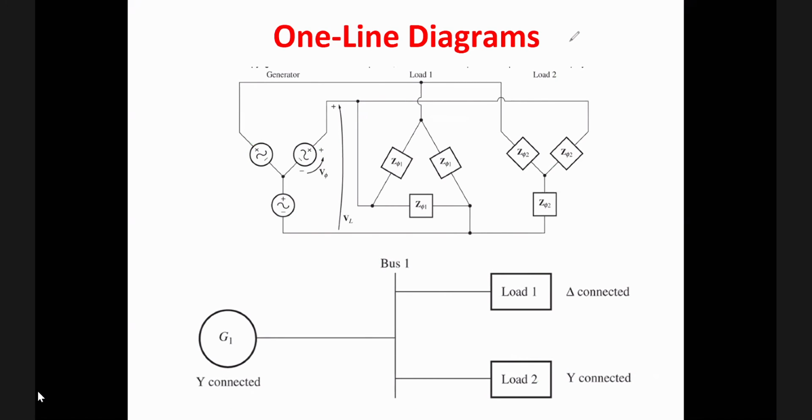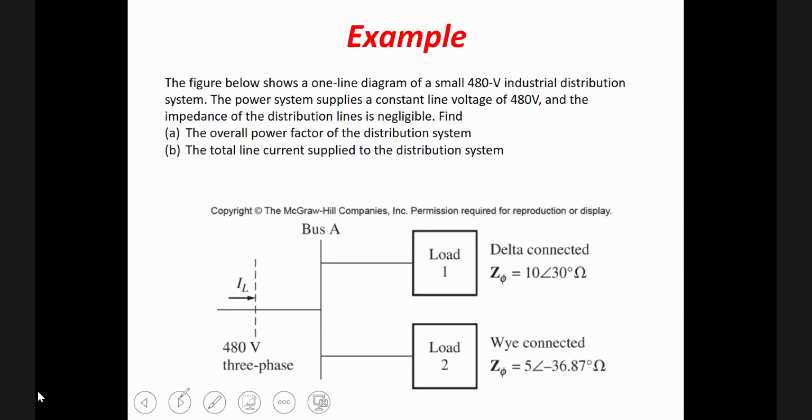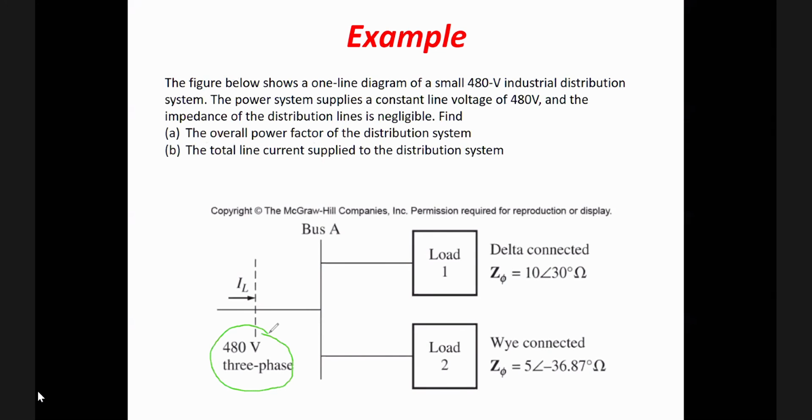The main difference here also is that if any voltage is mentioned in the one line diagram, it is the line voltage, not the phase voltage. By default, in a one line diagram or single line diagram, all the voltages given are line voltages. Okay?